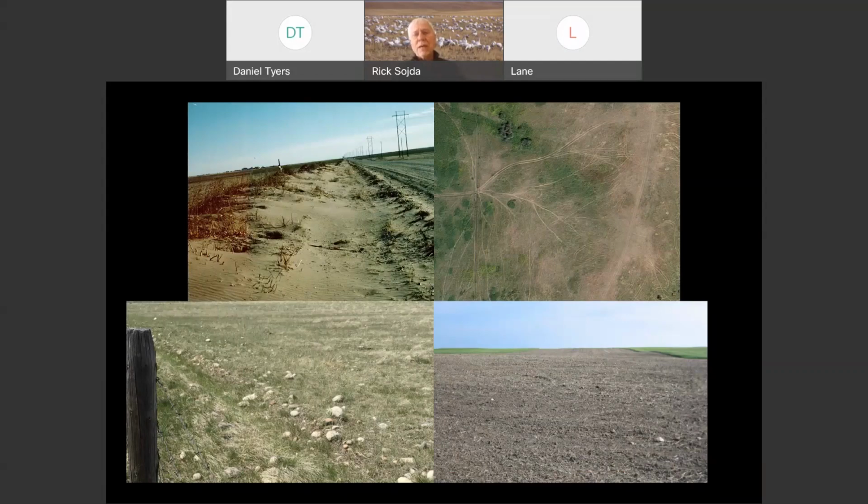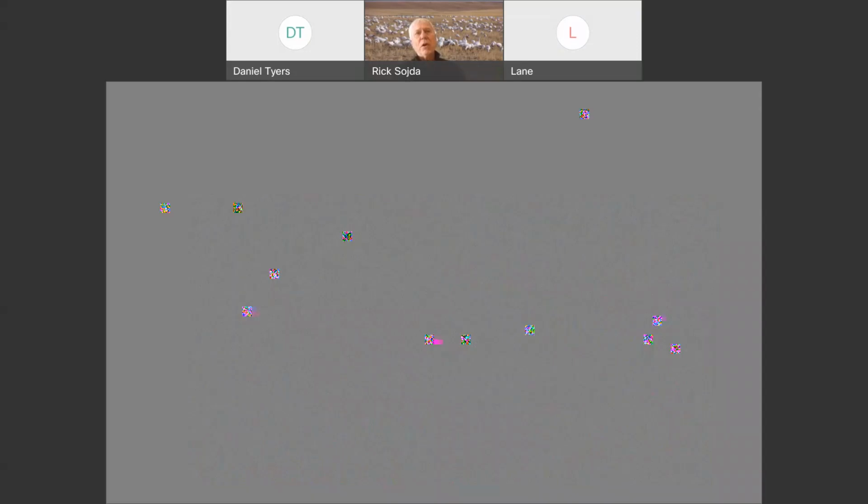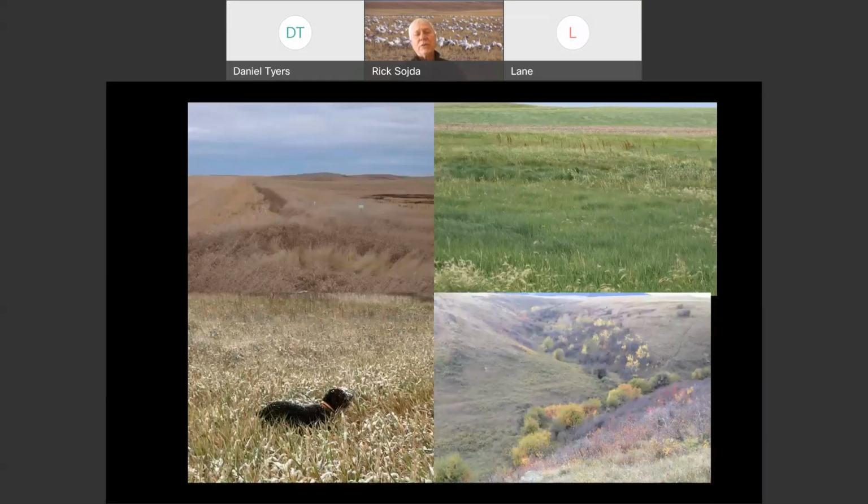But we don't really want habitat to look like that. We want habitat to look like this. We want wide fence rows with a lot of grass. We want tall stubble that birds can use all fall and winter long. We want wetlands for them to get winter cover and for escape cover, both from predators and from hunters. And we want large areas of grass for them to nest in.